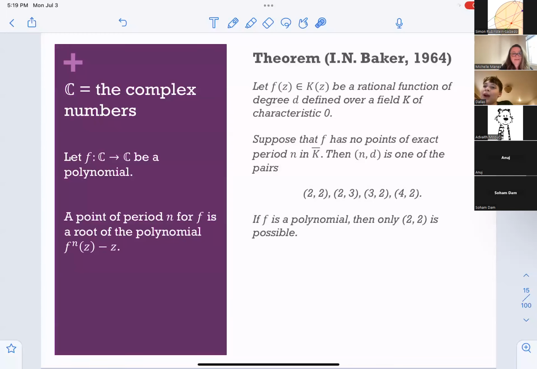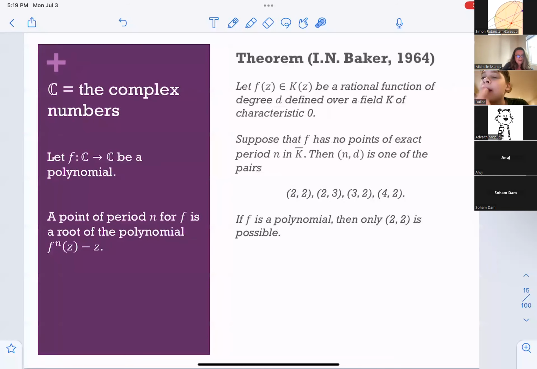By the way, does k bar mean like the algebraic closure? Algebraic closure. Yep, exactly right. So this is the algebraic closure. For the complex numbers, they are already algebraically closed, so that's not different.